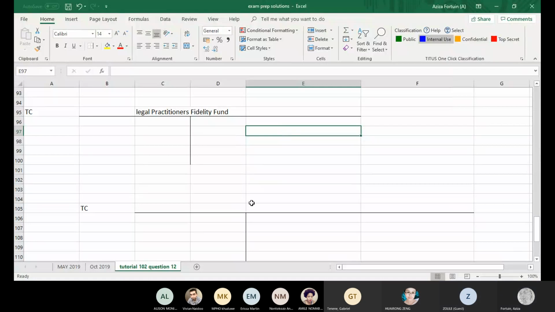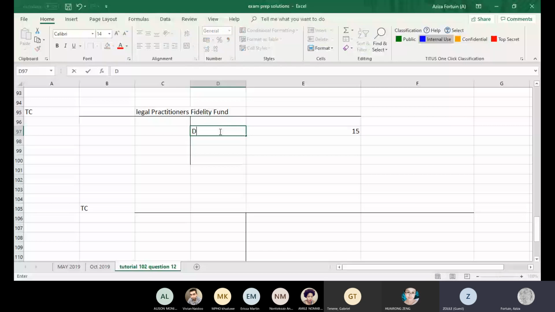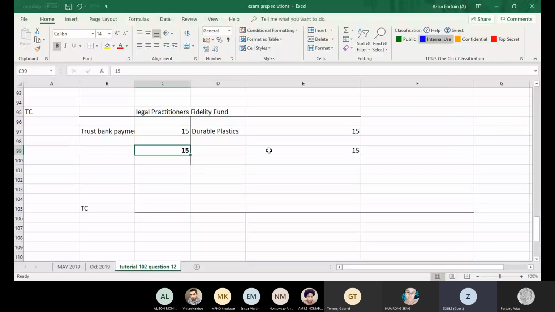Anybody? The 15 rand. Is that not so? Everybody with me? Gabriel, with me? Agree with me? Or disagree with me? I agree with you, Aziza. I was just not too sure.